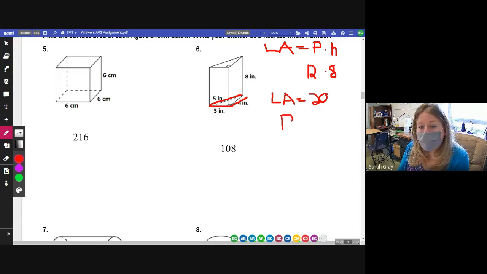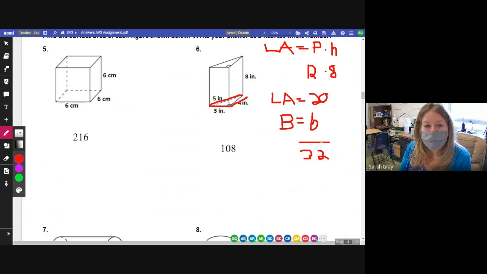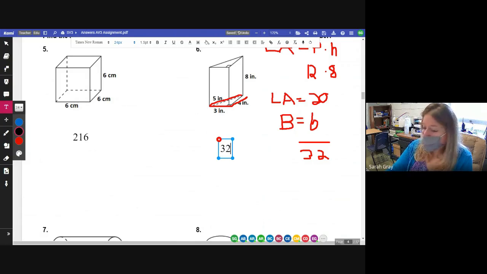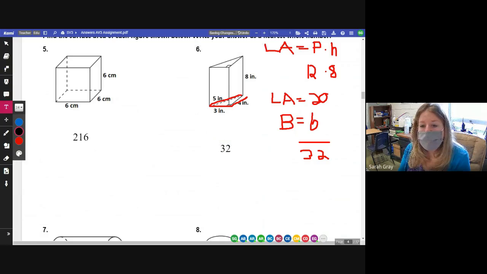And then we're going to add the area of each of the two bases. It's a right triangle, so we're just going to do base times height times a half. So 1/2 times 3 times 4 is 6. How did I get 108? There's 2 of those. So 6 plus 20 plus 6 is 32. I must have been doing volume in my head. The answer is supposed to be 32 inches squared.